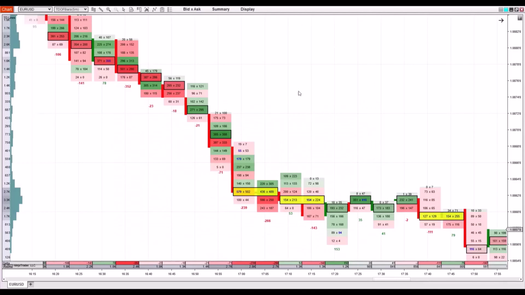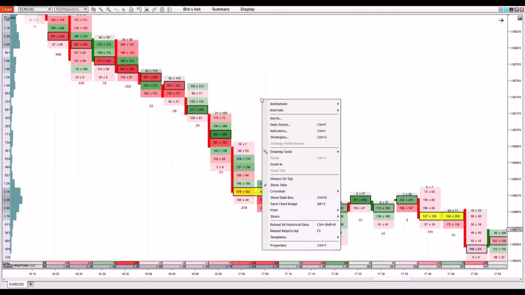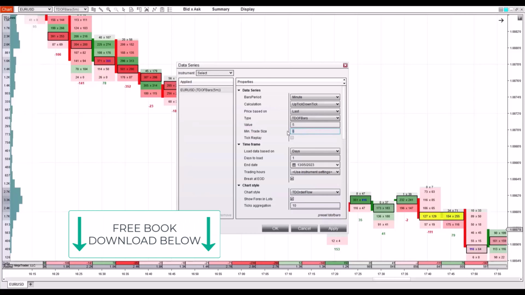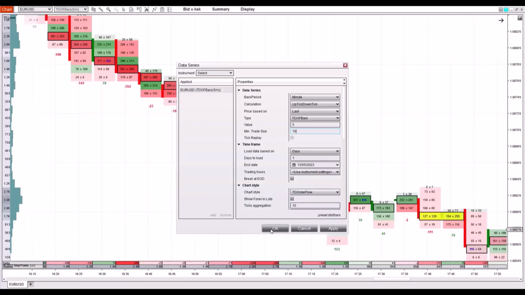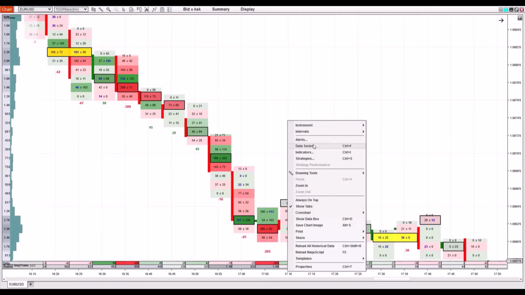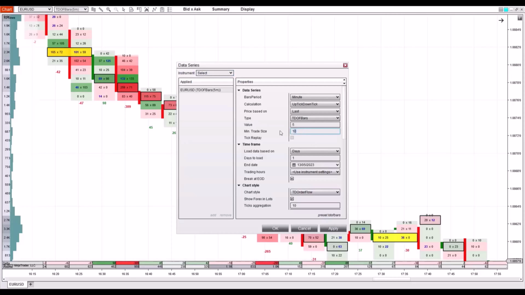So this is the chart which I was showing you before, euro dollar. We are at 5-minute time frame. I right click the chart, go to data series, and in here you adjust the minimal trade size. So let me go, for example, to 10, which means that it will show only trades bigger than 10 lots. All right? As you can see, there's still a lot of those, so you need to use bigger filter.